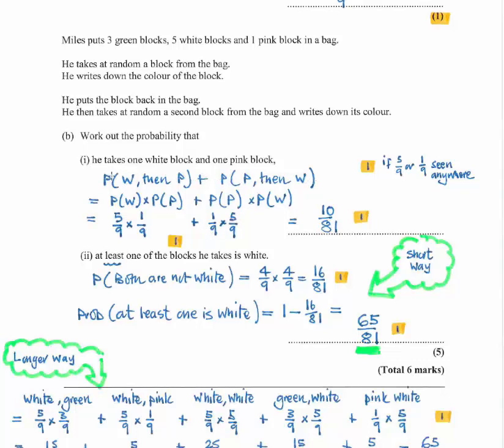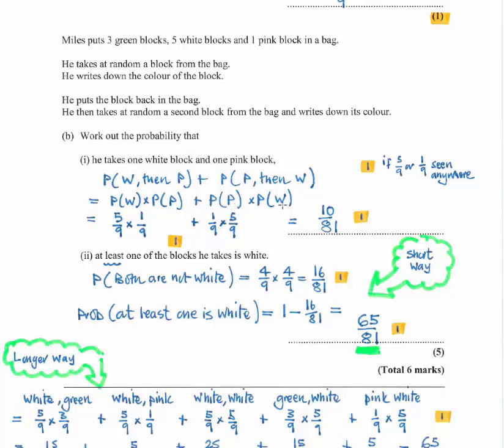So what do we want? We want the probability of white and then pink, or the probability of pink then white. Okay, so white and pink is found by multiplying those probabilities together. The probability of white is 5 out of 9, and the probability of pink is 1 out of 9. We want white and pink. So and means we multiply.